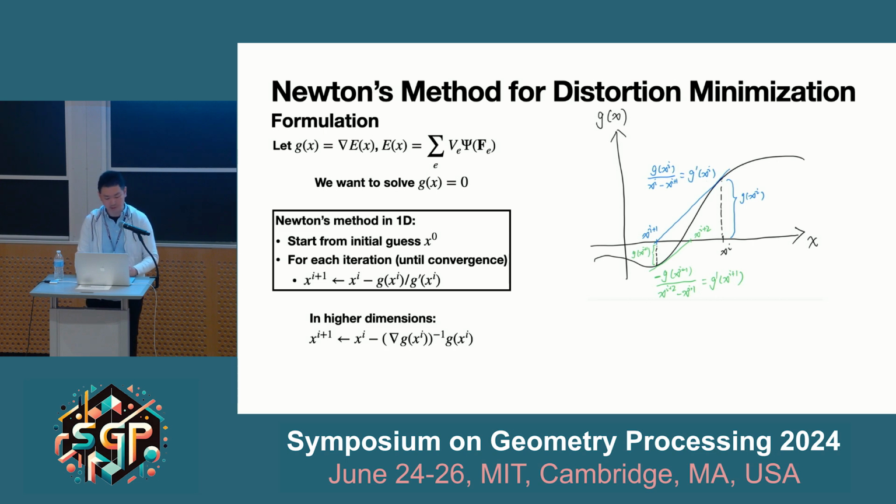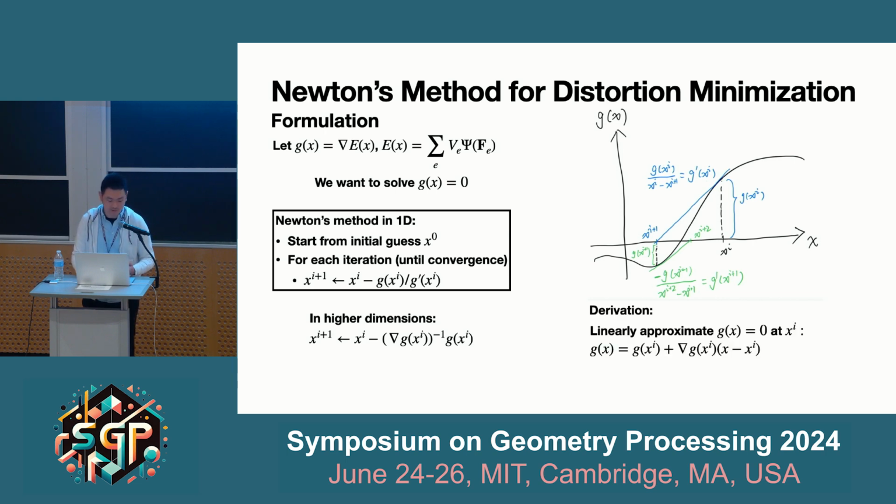So in higher dimension, the update rule for the iterate is similar. Just compute the Hessian matrix, or the Jacobian of this gradient, and apply its inverse to the gradient to update the estimate. And the derivation can be based on linearly approximating the function g at the current estimate xi and setting this approximated function to 0. And this will just give us the update rule.